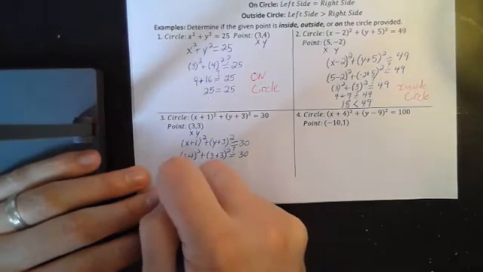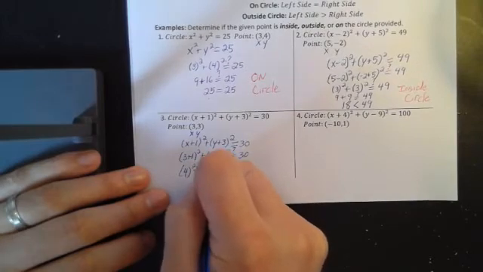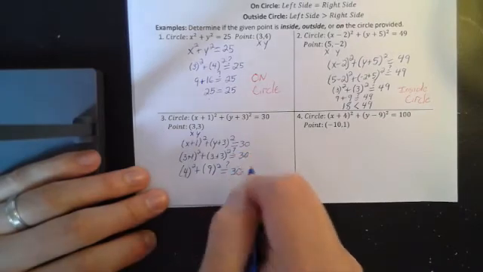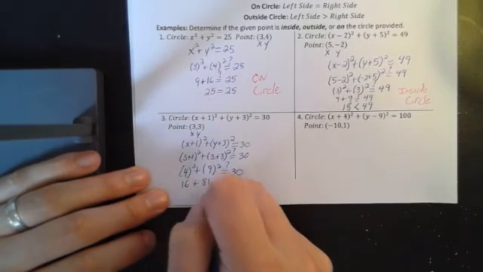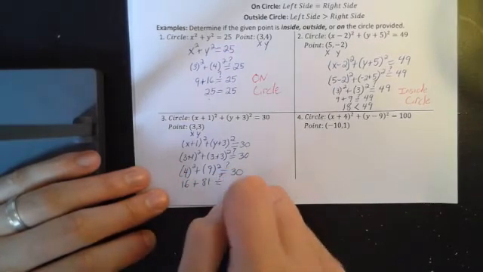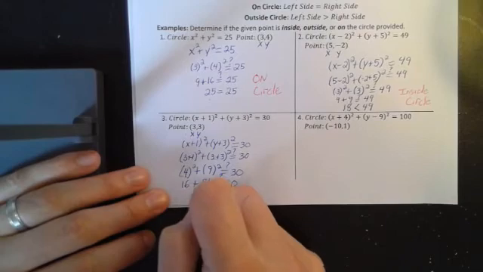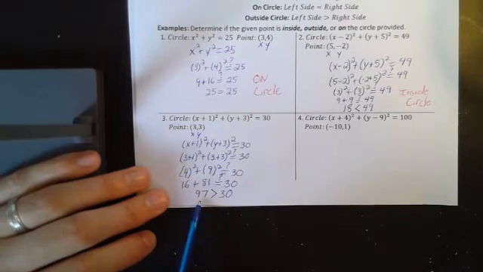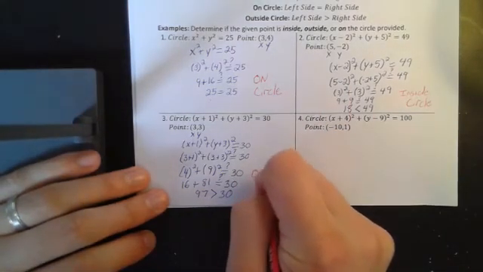3 plus 1 is 4 squared, plus 3 plus 3 is 6 squared. We're seeing how that relates to 30. 4 squared is 16. 6 squared is 36. So we get 52, which is greater than 30. Because the left side is greater than the right side, the distance between the center and the point is greater than the radius squared. So our point is going to be outside the circle.